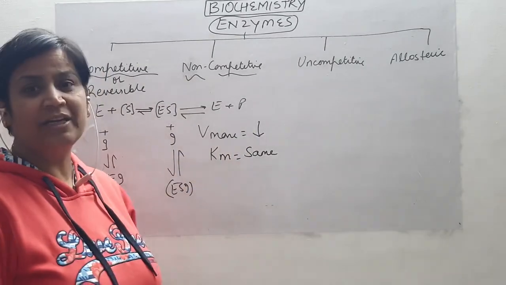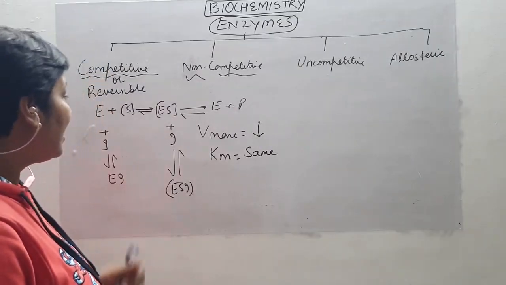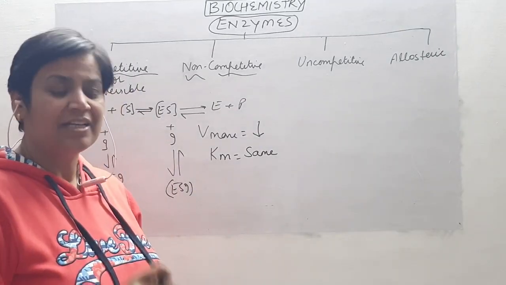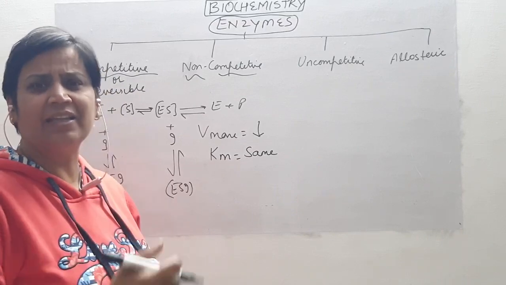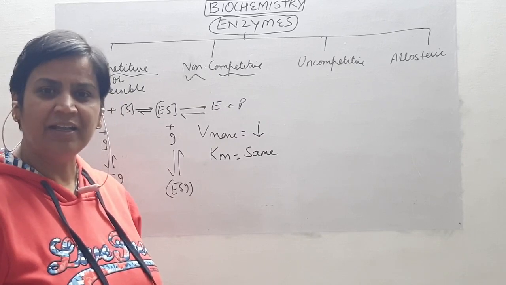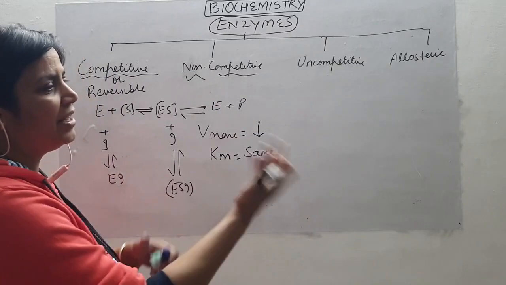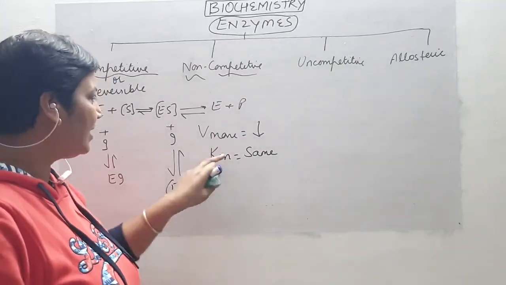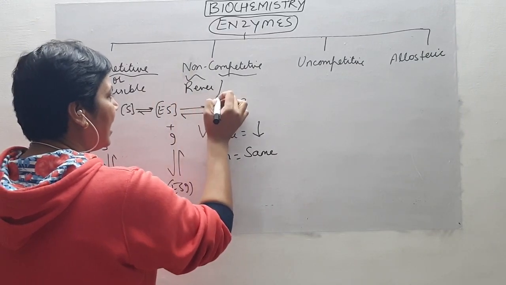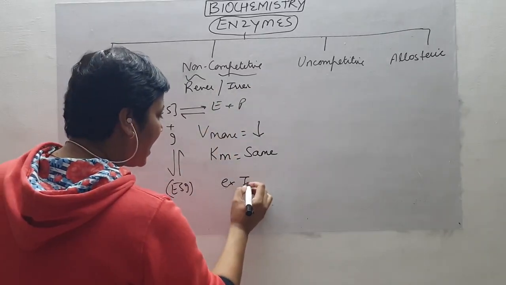Now this non-competitive inhibition can be reversible, it can be irreversible. That depends upon the catalytic site of the enzyme where it is actually binding. Suppose it binds somewhere near the active site of the enzyme. Then again the functional unit of the enzyme will be affected, so it will be irreversible. And if it is binding somewhere else, not affecting it, only Vmax will decrease, Km will remain the same. So non-competitive can be reversible, it can be irreversible too. An example of this is iodoacetate.